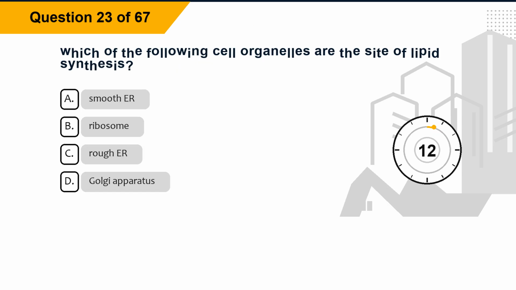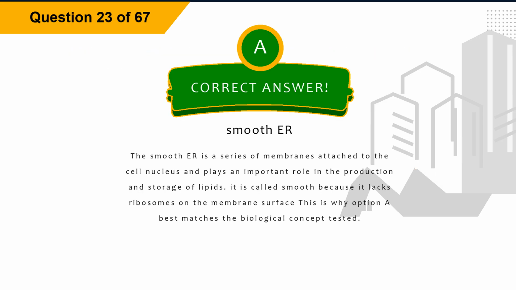Question 23. Which of the following cell organelles are the site of lipid synthesis? Option A, smooth ER. Option B, ribosome. Option C, rough ER. Option D, Golgi apparatus. The correct answer is option A, smooth ER. Explanation. The smooth ER is a series of membranes attached to the cell nucleus and plays an important role in the production and storage of lipids. It is called smooth because it lacks ribosomes on the membrane surface. This is why option A best matches the biological concept tested.